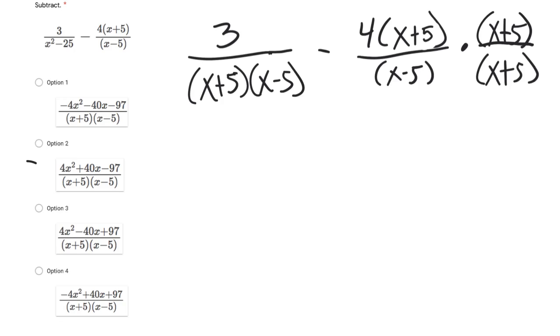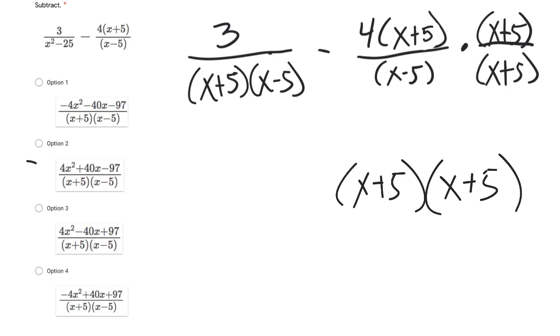Let's do our little scrap work here, though. I'll just do x plus 5 times x plus 5. I kind of already know what this is going to give me, but x times x is x squared. x times the 5 is going to give us plus 5x. And then we're just basically doing it again. We got 5 times the x, which gives us another 5x. And then we have 5 times 5, which is 25.